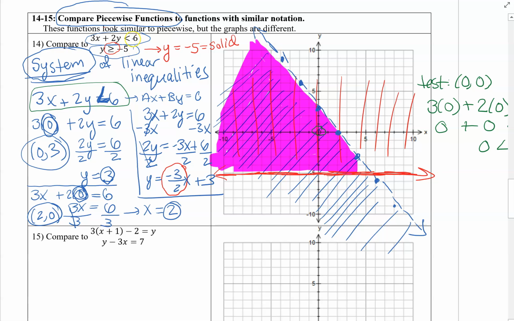And yes, the inequality part does look like the domain restriction for piecewise, but notice this is part of the actual equation, not like some separate thing telling me what the domain should be. It's like the whole equation. So that's why I know I need to shade, because the shading tells me all the points that would make this inequality true. All the ordered pairs where 3x plus 2y would be less than 6. And this one tells me all the values of y greater than -5. So that's all of these points above the line. And then where they overlap would be the solutions that make both of these inequalities true.